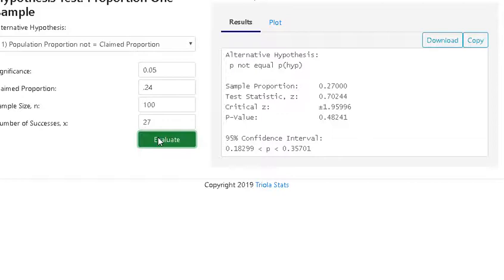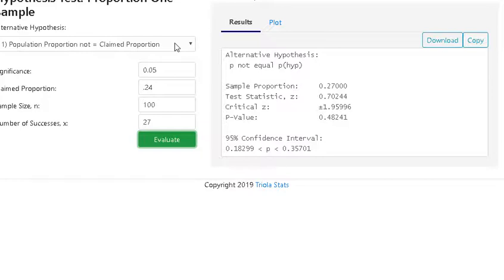What number do I need out of this? What's the p-value? So p-value is, let's see, wait a minute. Do I have this adjusted right? Yes. Okay. That's a mighty big p-value. All right. So the p-value is 0.482.